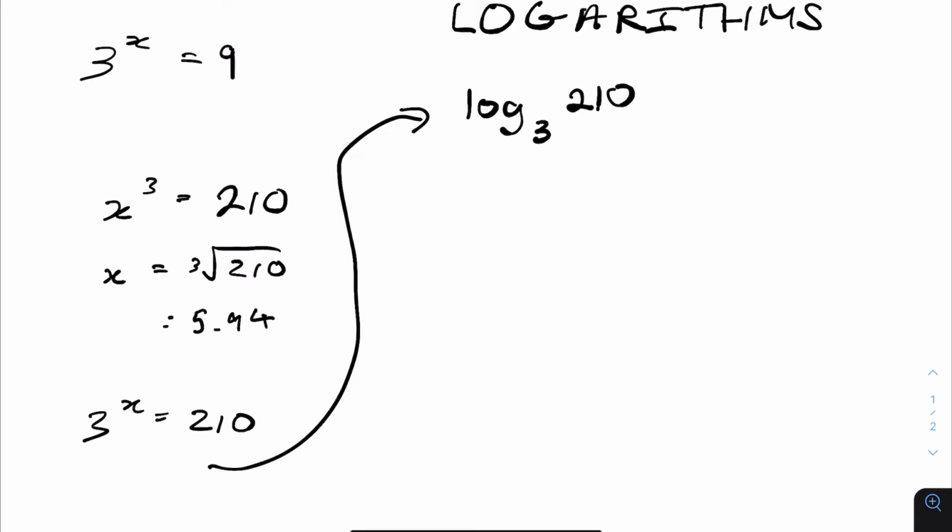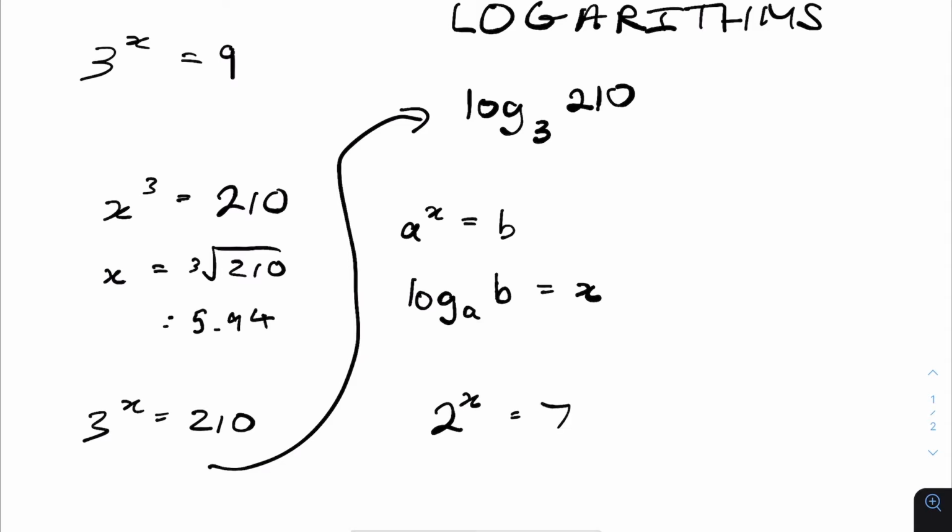And essentially, we can extract an equation from this. Let's say we have a to the power of x is equal to b. We can write this in logarithmic form as log a b is equal to x. And in this way, we can actually put it into the calculator and it works. So let's say we had something else. Let's say we had 2 to the power of x is equal to 710. Well, we would write this as log 2 710. And the calculator could do it for us.